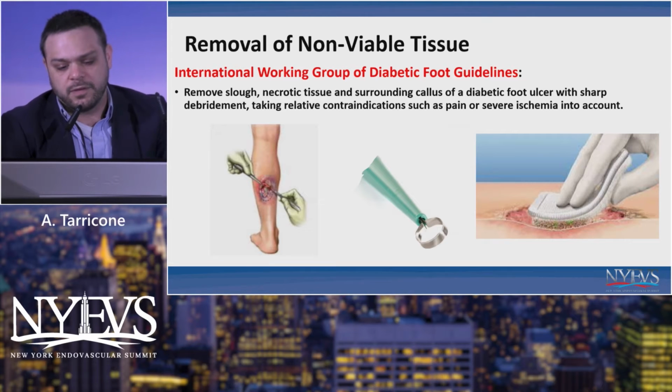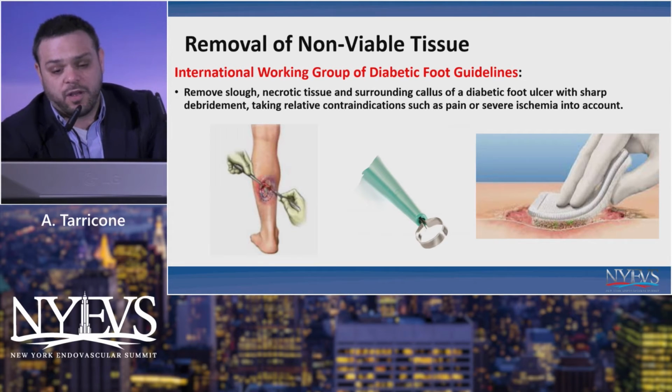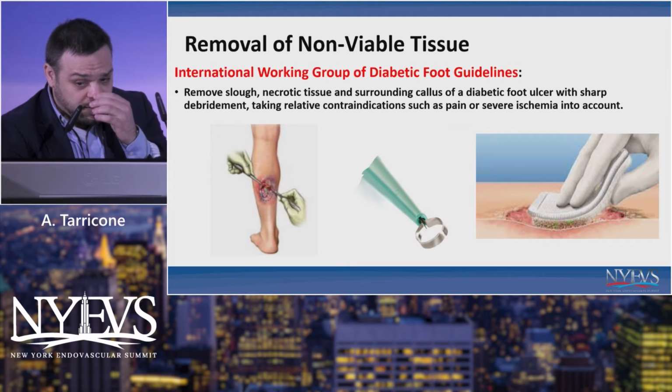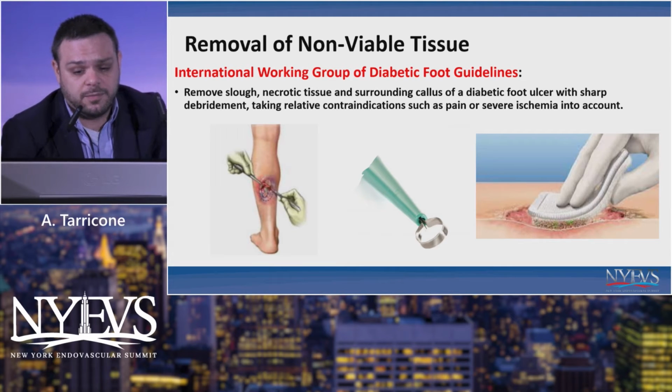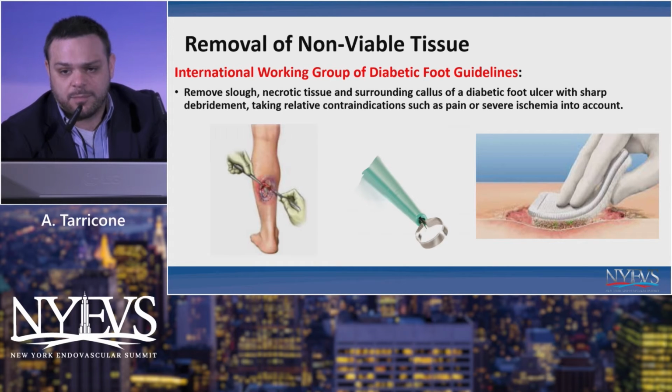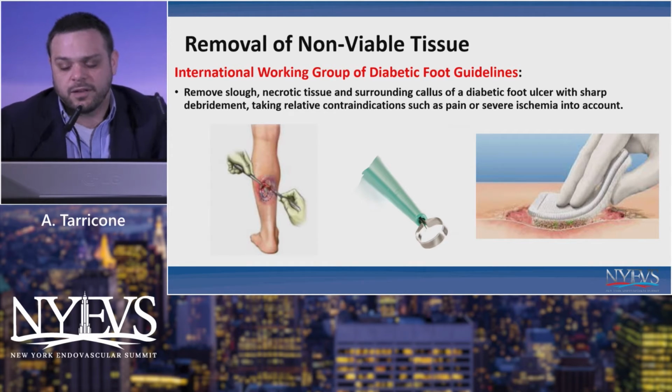And one of the most important is to remove slough, necrotic tissue surrounding the callus of the diabetic foot ulcer with sharp debridement. Although you want to keep in mind some relative contraindications like ischemia, for example. You don't want to use sharp instruments on a patient who may not heal.